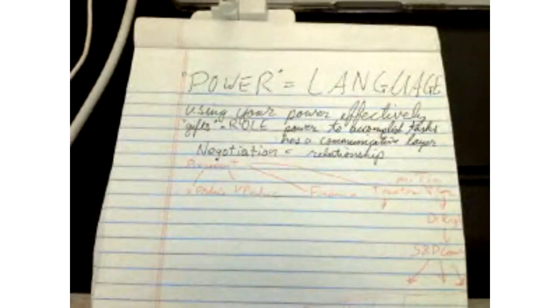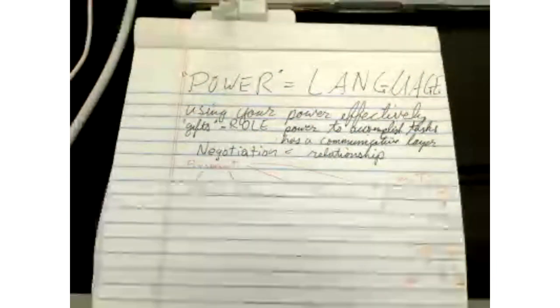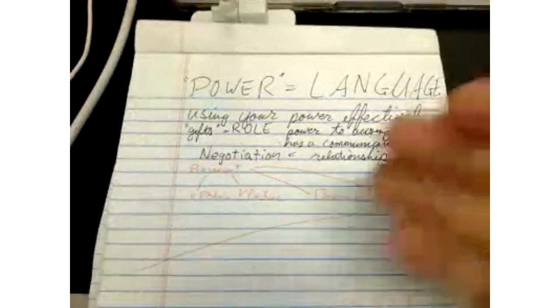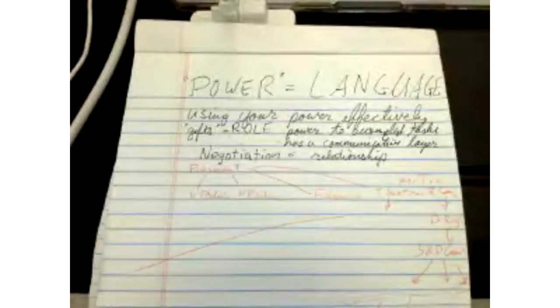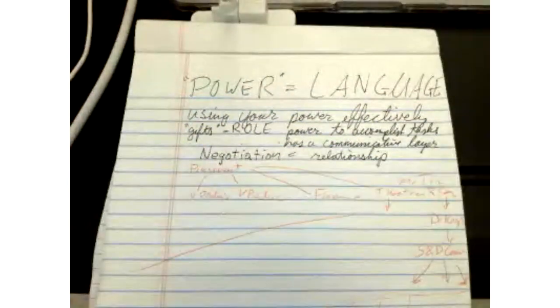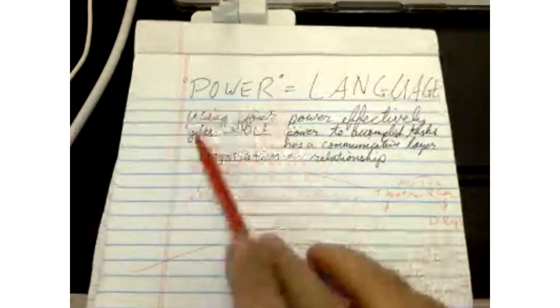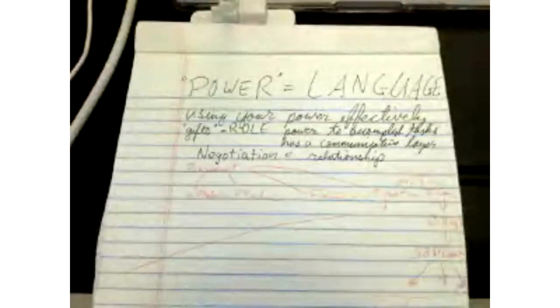All right, so that kind of leads us right into chapter 10. And I know some of this kind of bleeds over into chapter 10. But chapter 10 is talking about leadership, right? And I think it's intrinsic in this idea of role and power and understanding how power works.